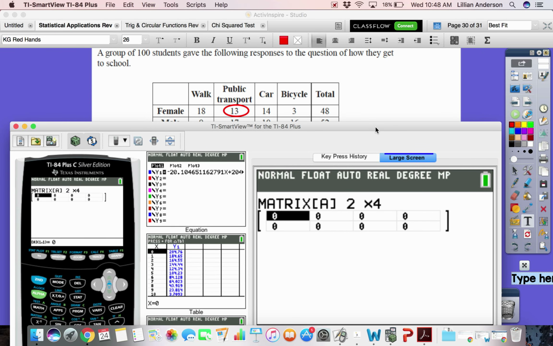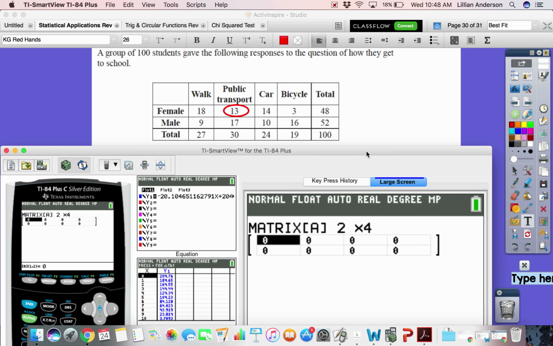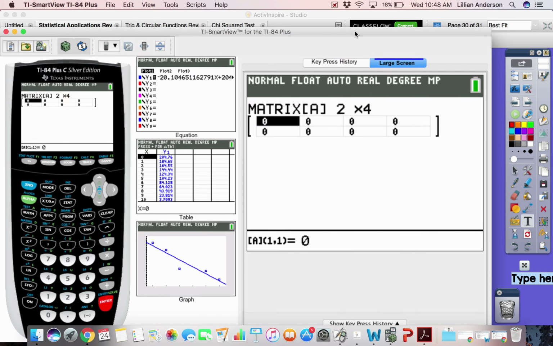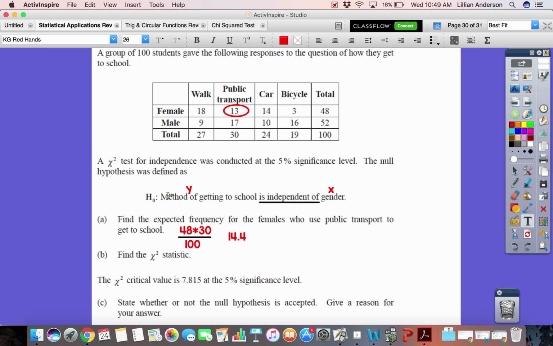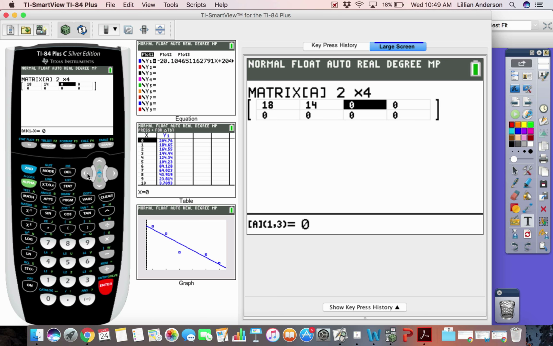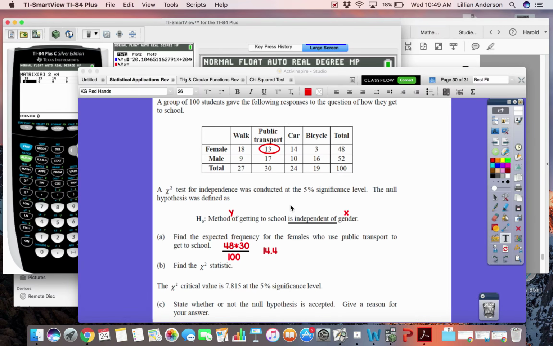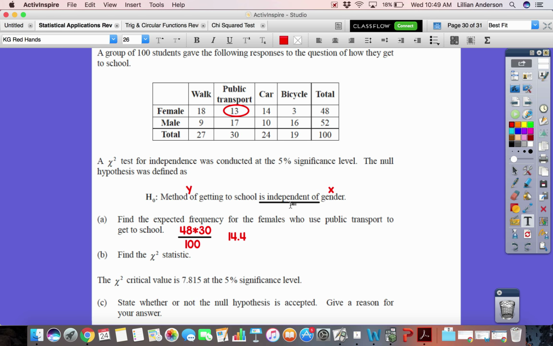Okay, so now we're going to type in our data. It's going to be 18, 13, 14, and 3. So 18, enter, 14, enter, oops, it's 13, sorry. Mess up, just go back. 13, enter, 14, enter, and 3. Okay, you guys fill in the next row.